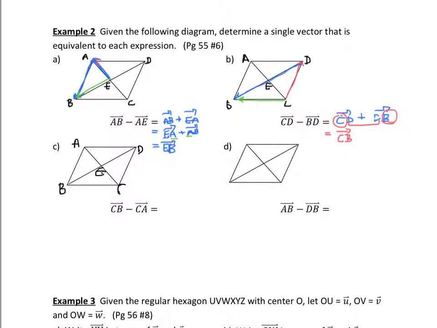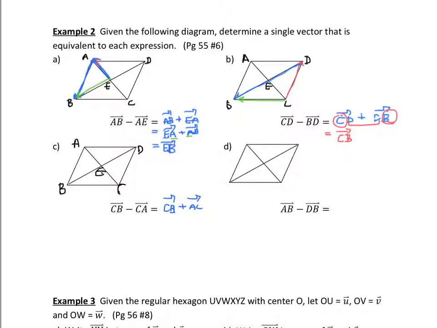Okay, so CB minus CA could be written as, sorry, that should be CB again, CB plus AC. So change the direction of the second one and add. Let me see if I can write that a little clearer. So we're adding the opposite, and the opposite of CA would be AC.